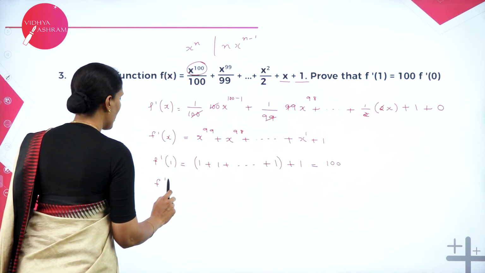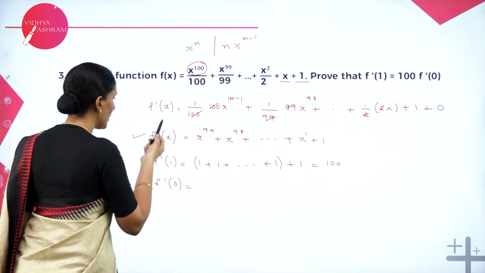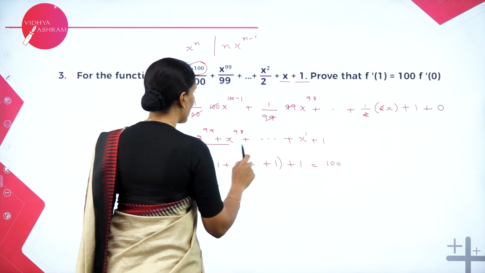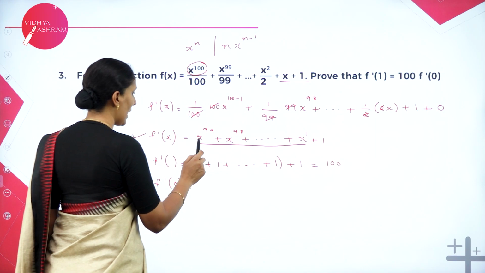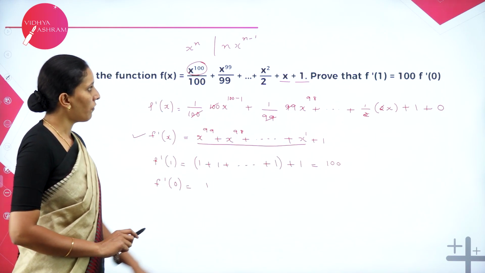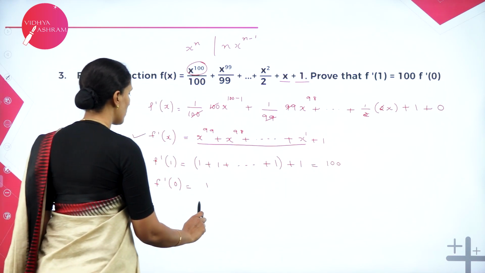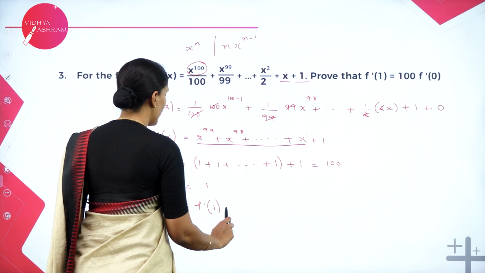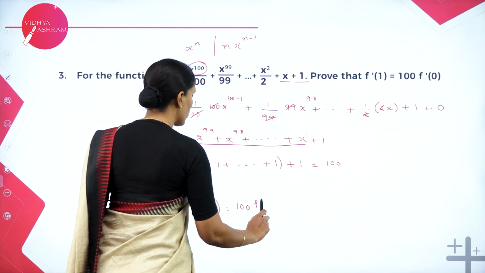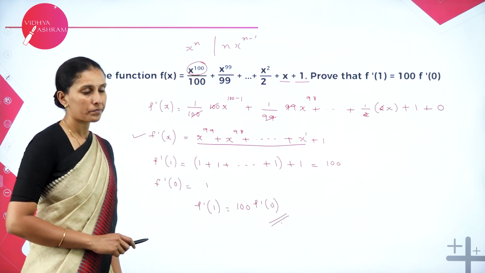Next, we will take f dash of 0. That means for the derivative found, we are finding the value at 1 and we are finding the value at 0. So this entire thing becomes 0 because it contains x. We are left with only 1. So now f dash of 1 is 100 times f dash of 0. Yes, it is. So f dash of 1 is equal to 100 into, what is f dash of 0? 1. So, f dash of 0 is 1. So, therefore, it is proved.